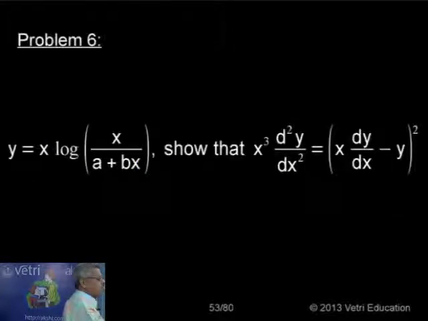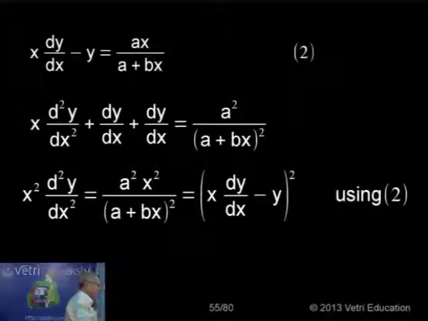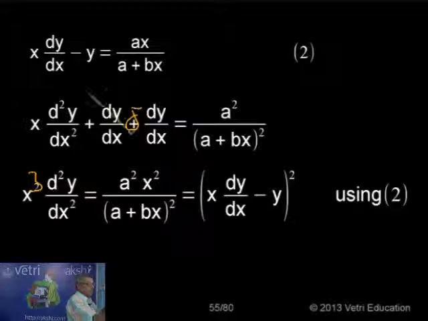x cube discovered by x square. For that, to get x cubed discovered by x square, multiply by x square. Here you get a square x square. I repeat again, we are getting this step. This is negative. This 2 gets cancelled. You multiply this by x square, you get x cubed here. You multiply this by x square, you get a square x square by a plus bx whole square.